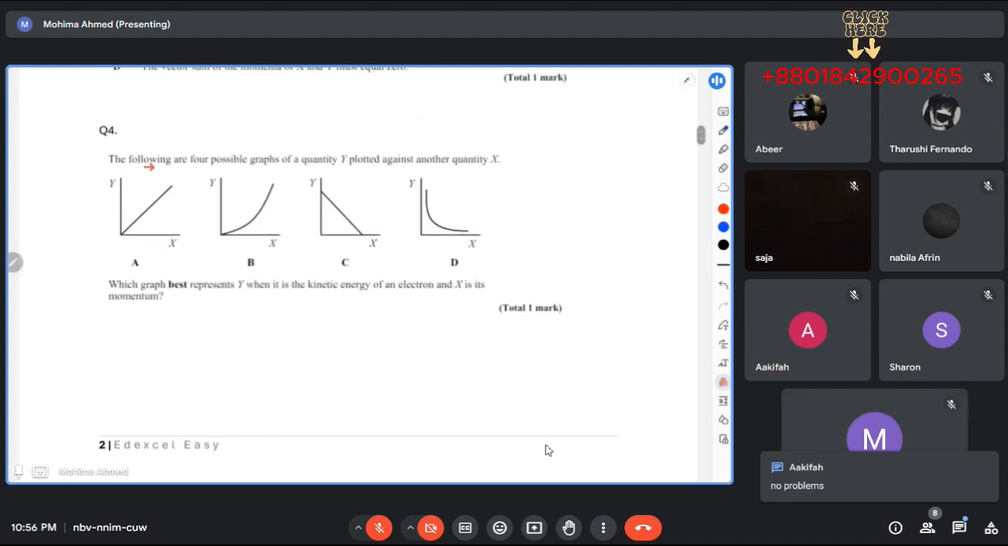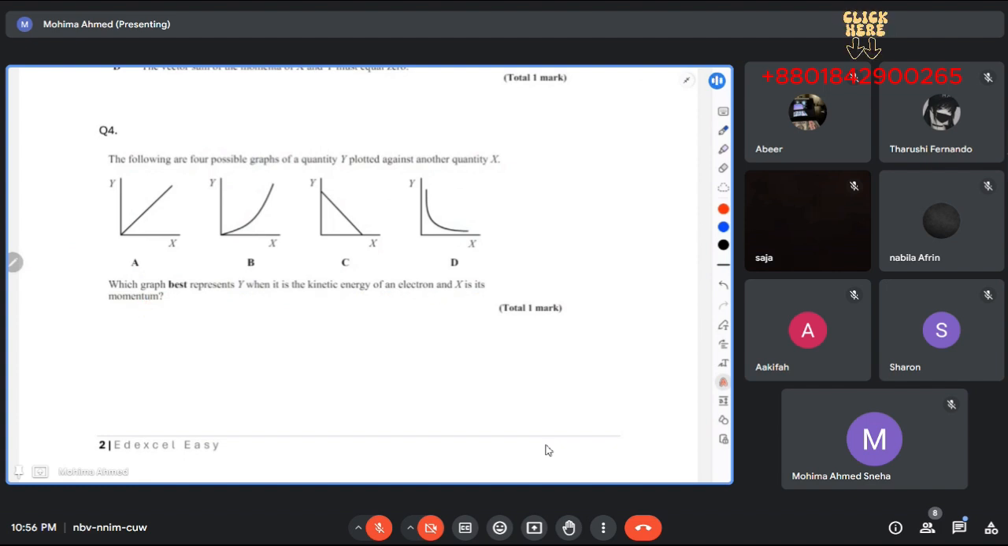Here it says the following are four possible graphs for a quantity y plotted against quantity x. So this is the y-axis, this is the x-axis that they have stated in the first line, nothing to read. Then in the second line, which graph best represents y, where y is the kinetic energy of an electron and x is its momentum. On the y-axis, you have kinetic energy, and on the x-axis, you have momentum.